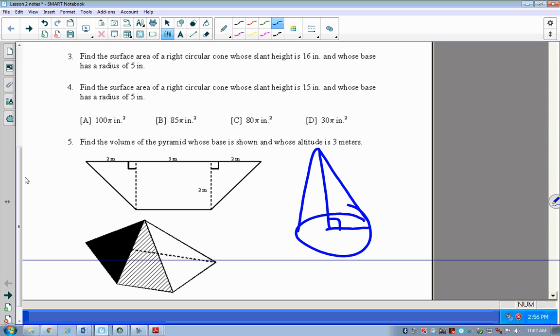Okay, surface area. Is that going to include the area of the base? Yes. Okay, so I know that part of this area is going to be what? What formula? If I'm going to include the base, what's the pi r? No. Well, yes, that's in it, but pi r squared is going to give me the area of the base, right? And then if I want the rest of it, that's pi r l, correct? So that's the formula for the surface area of a cone.